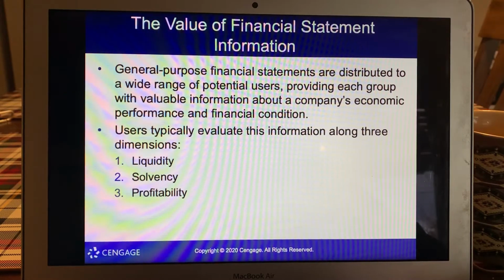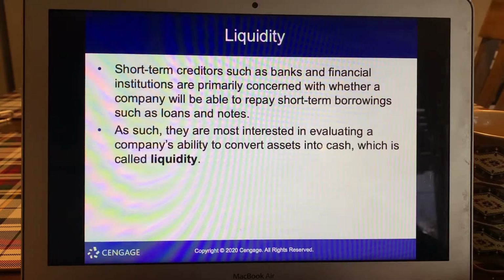So financial statements, general purpose financial statements, are distributed to a wide range of potential users, providing each group with valuable information about a company's economic performance and financial condition. Users typically evaluate this information along three dimensions: liquidity, solvency, and profitability. We'll take a look at what those mean.